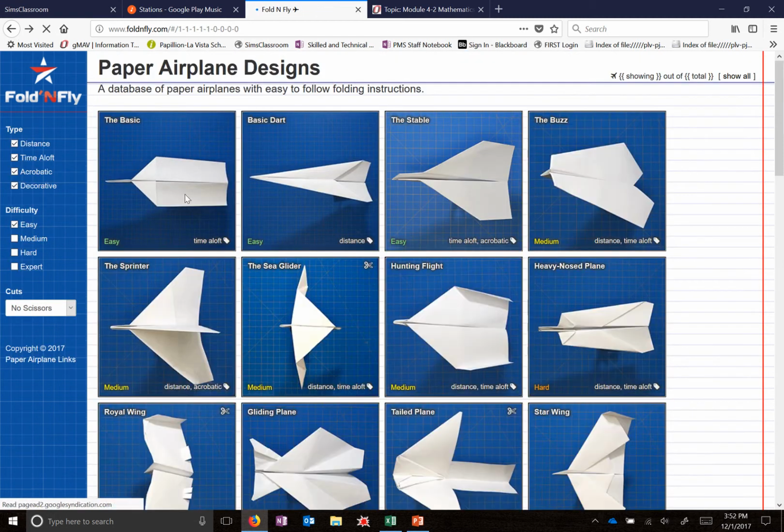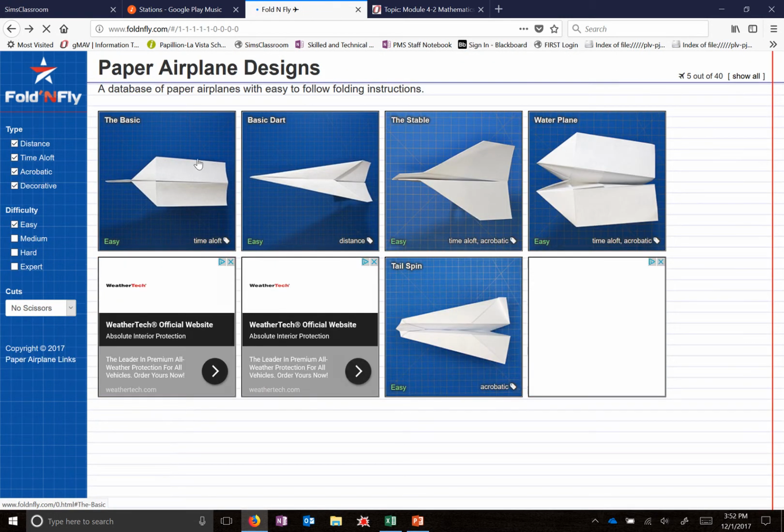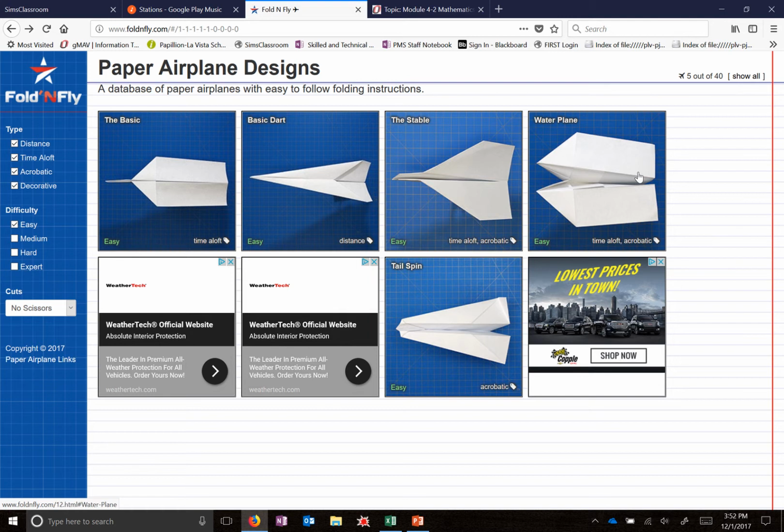Okay? So I had the students pick one of the 5 aircraft available: the basic, the dart, the stable, the waterplane, or the tailspin. What I didn't point out totally is that the stable, the waterplane, and the tailspin are all acrobatic planes, so they have good time aloft. The dart is good for distance, the basic is good for time aloft. Now I told them ahead of time we were looking for flight distance is what we were going to be measuring. So it was up to them to make sure that we were selecting those things.